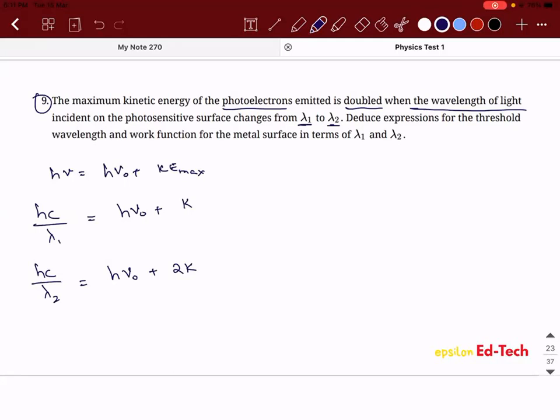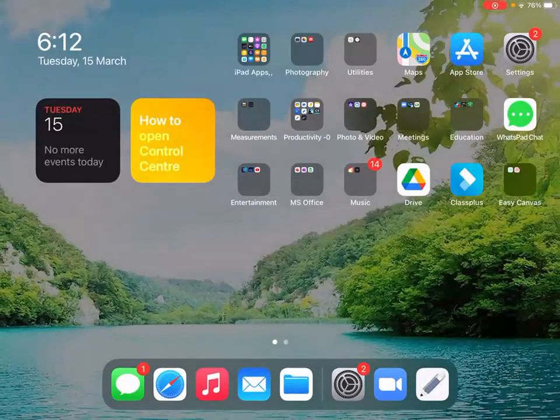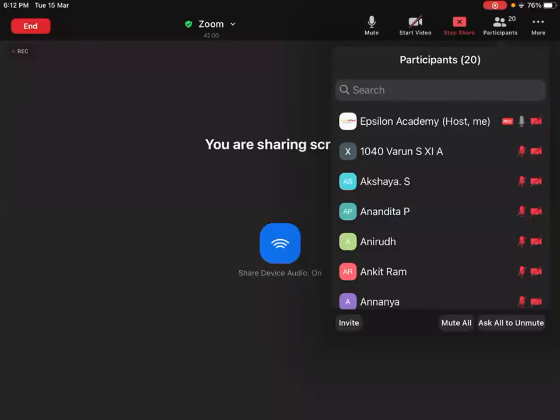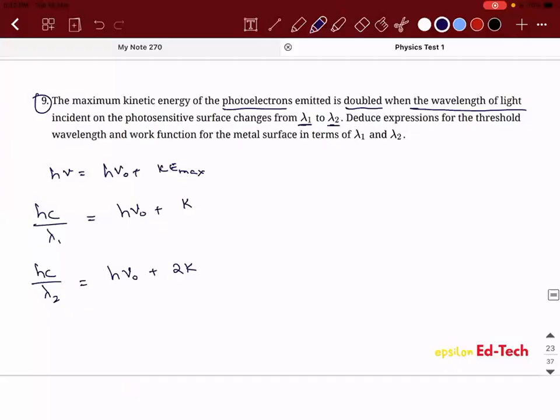So why didn't I change h? What is h nu naught in both the cases? It's the same, because if you talk about the same metal, the work function is going to be the same.